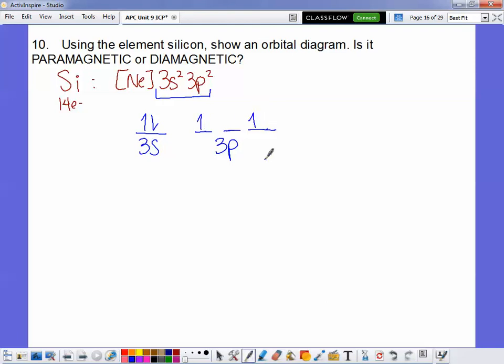All right. Oh, whoops. Don't know why I drew it way over there. Here we go. All right, so there's my orbital diagram. So the question is, is this paramagnetic or diamagnetic? These definitions were in your guided notes. Let me write them out, though.